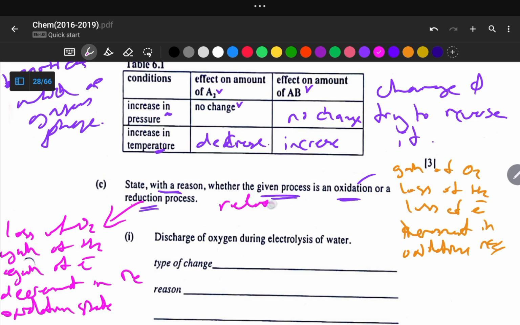And then we have redox, which is defined as a reaction where we have both reduction and oxidation, right? So a redox reaction: reduction and oxidation, right?